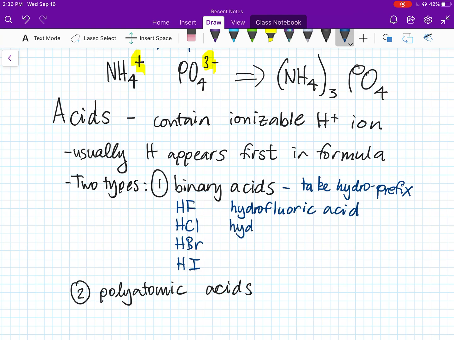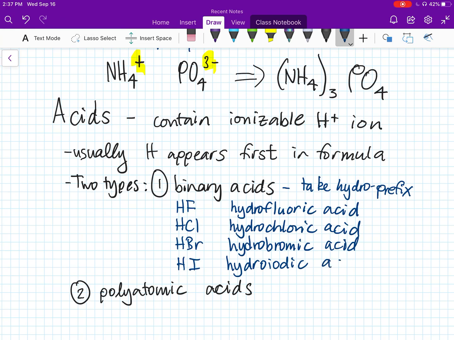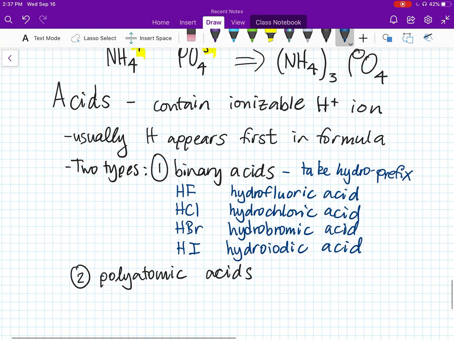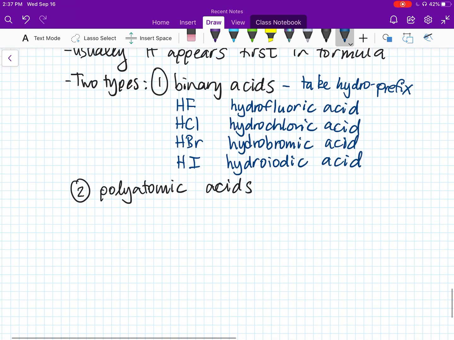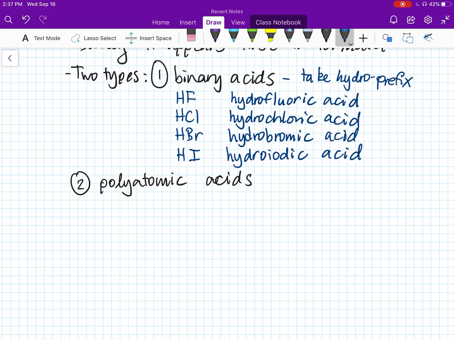I would call this one hydrochloric acid. This would be hydrobromic acid because of bromine, hydrobromic acid. And the other one is hydroiodic acid. Okay. These are halogen acids that you should know. The polyatomic acids usually, but not always, contain oxygen, and they do not take that hydro prefix.